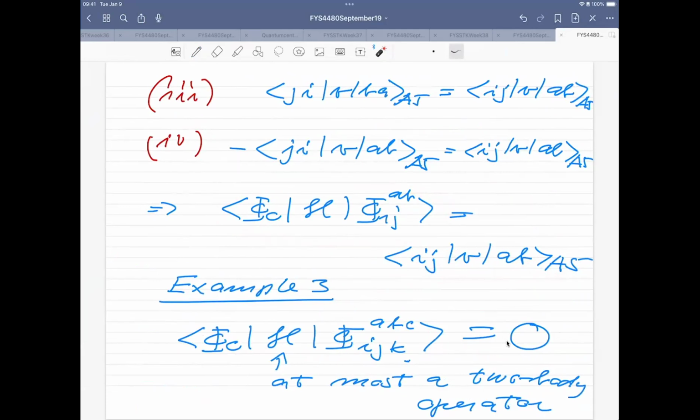So these are many body states. Keep that in mind. These are genuine many body states, but then you're breaking them down into integrals which involve just two body states. Okay?